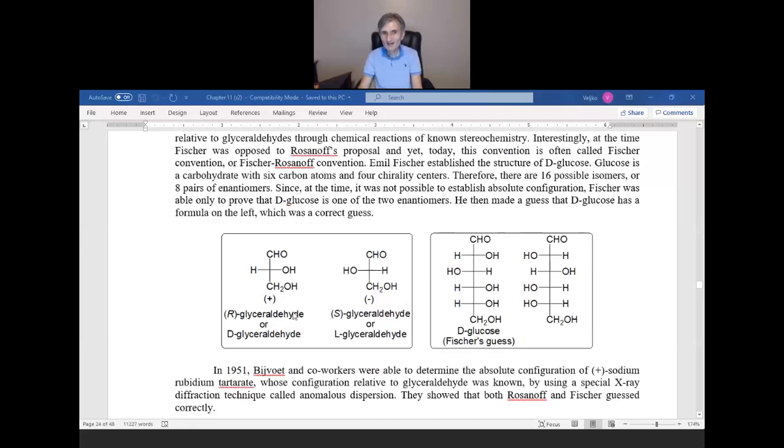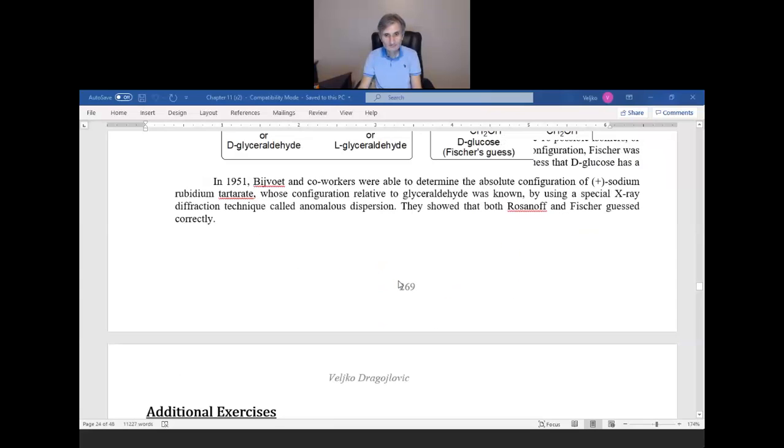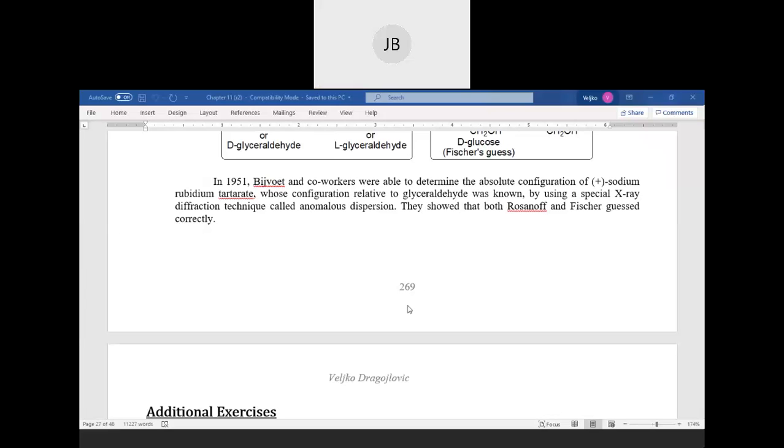And the first compound that we determined was glyceraldehyde, and then we worked from there to figure out the rest. Okay, so that completes this chapter on stereochemistry.